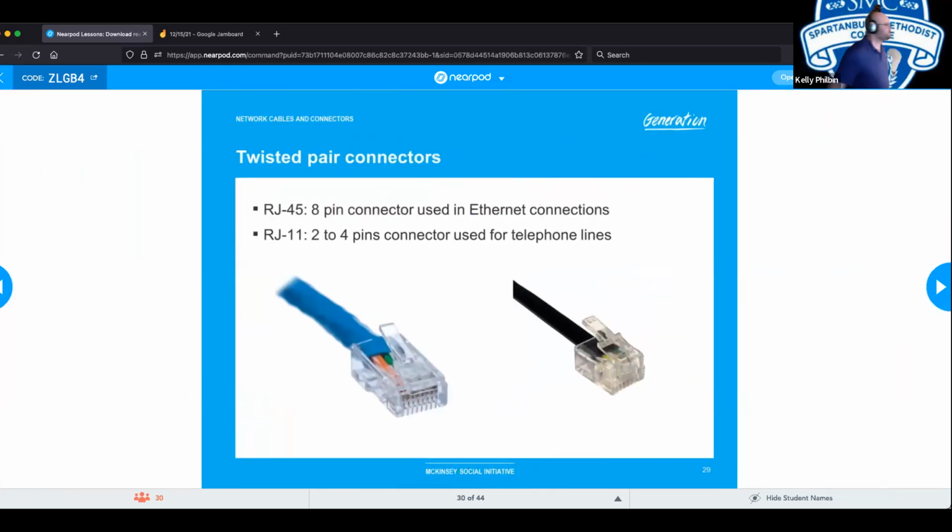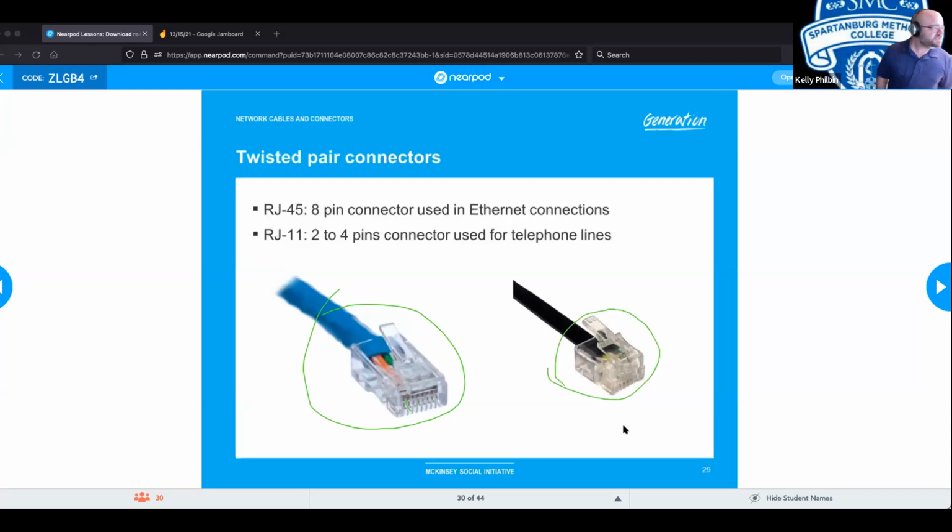All right. Twisted pair connectors. We have 2 different types of connectors for twisted pair. We have the one we are most familiar with now, which is our RJ45. That is our Ethernet connector. It has the 8 pins, and you see the cables coming into it here, allowing it to terminate with that type of connector. Now, the old school POTS connector, the RJ11, has 2 to 4 pins typically.